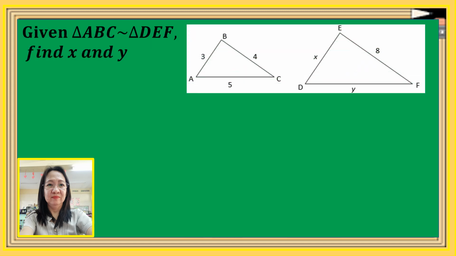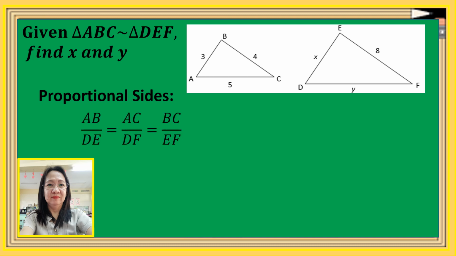For the next examples, our task is to find the missing parts of the similar figures. So given, triangle ABC is similar to triangle DEF. We have to find X and Y. Now since the triangles are said to be similar, as stated in the given, and the given are focused on their sides, we have to look for the proportional sides, such that AB is to DE is equal to AC is to DF and is equal to BC to EF.